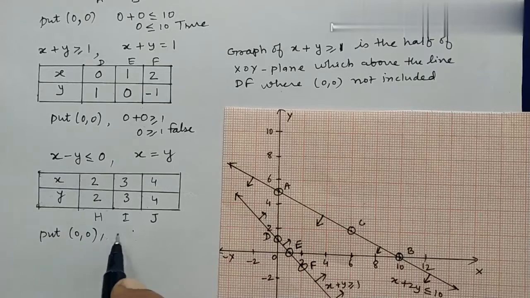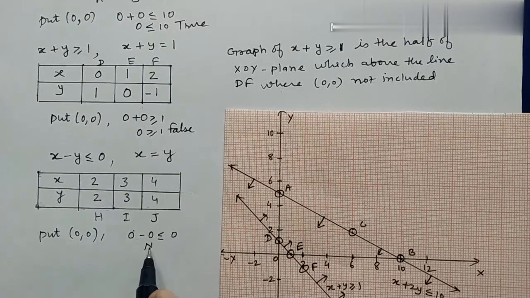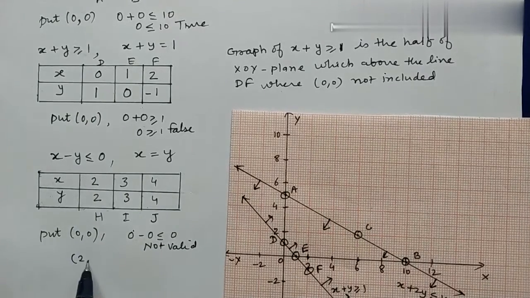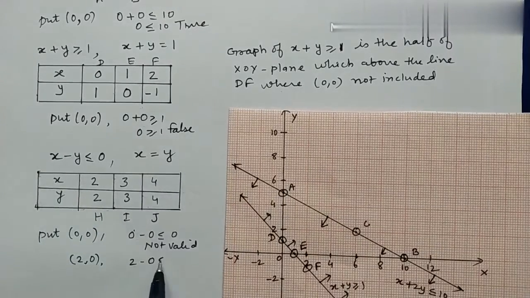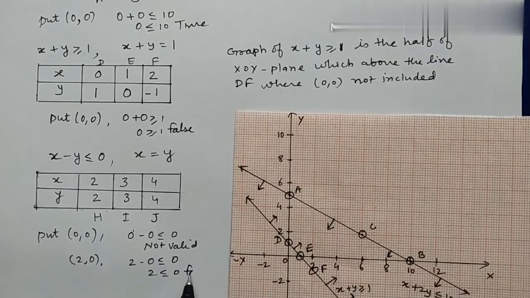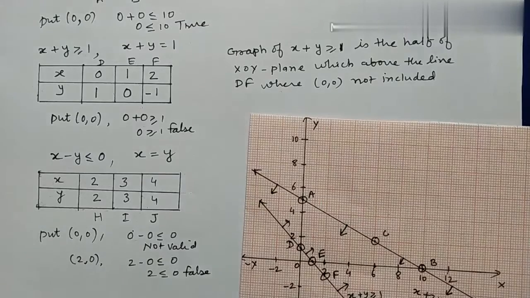If we put 0, 0, we get 0 minus 0 less than or equal to 0, which is valid, so we put another point, the point 2, 0. Okay, if we put 2, 0, then 2 minus 0 less than or equal to 0 means 2 less than or equal to 0, which is false. Okay, so we will take the region where this 2, 0 is not included.